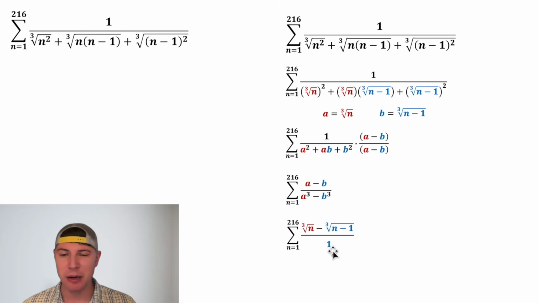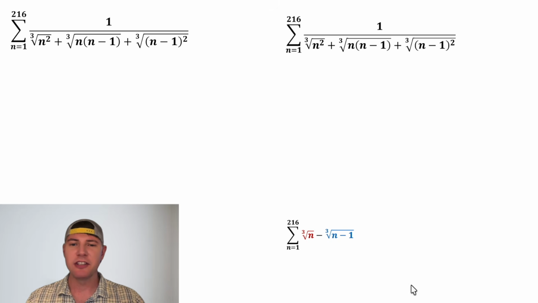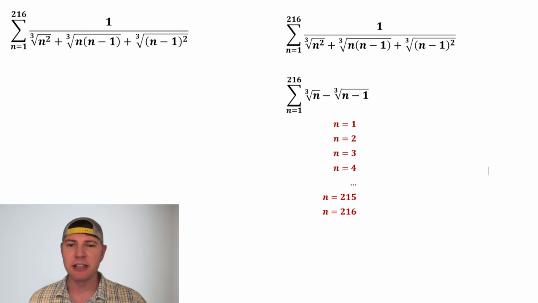denominator. And this divided by 1 isn't changing anything, so we can write it like this. And now we've simplified this thing. This is the same thing as this right here. Let's clean all this up and let's start over again by plugging in n equals 1, 2, 3, 4, all the way up to 216.